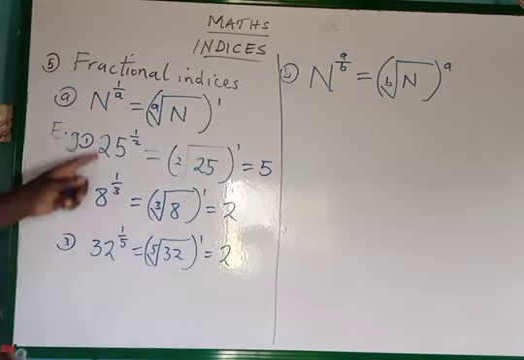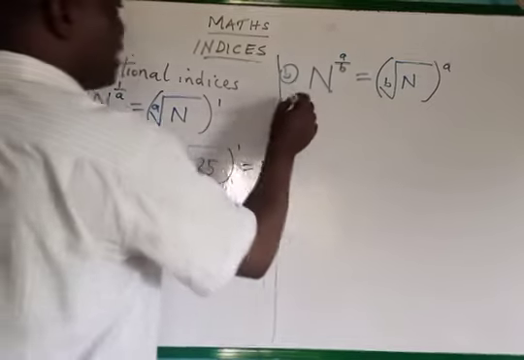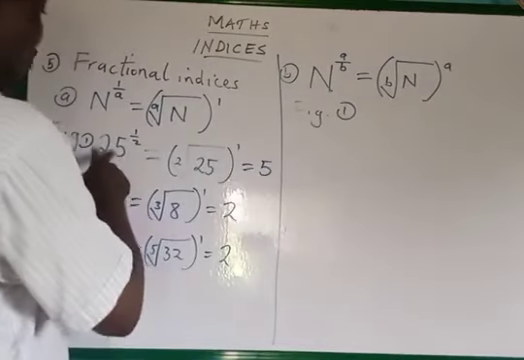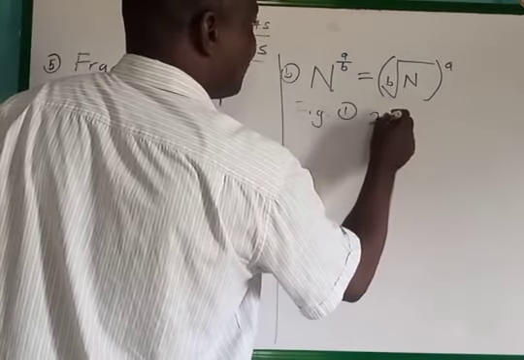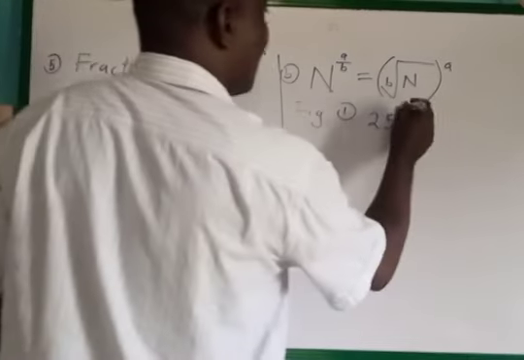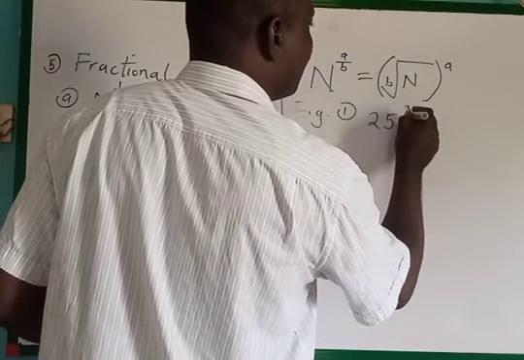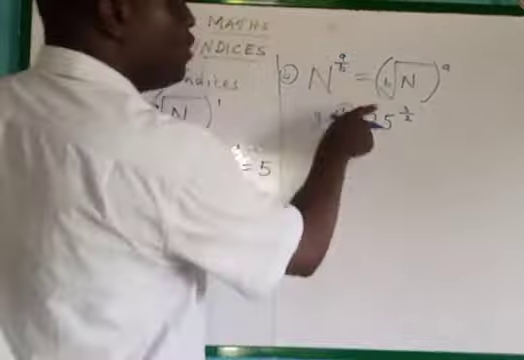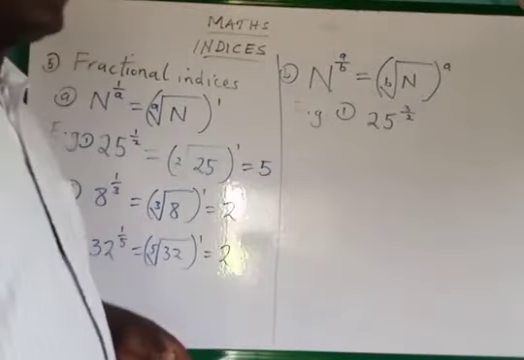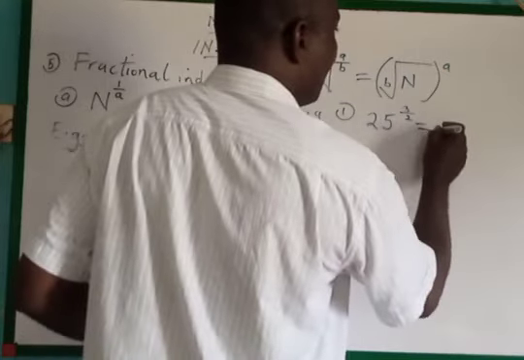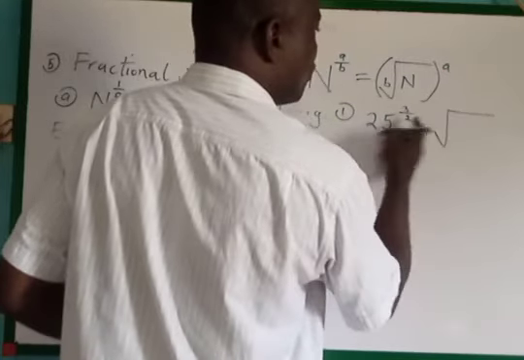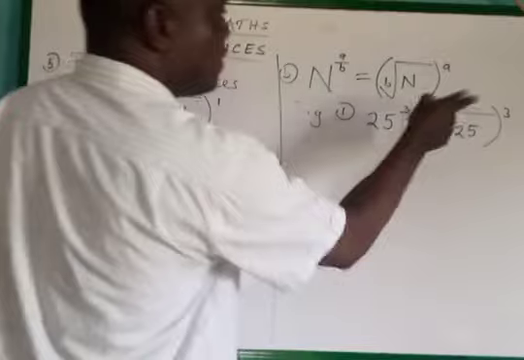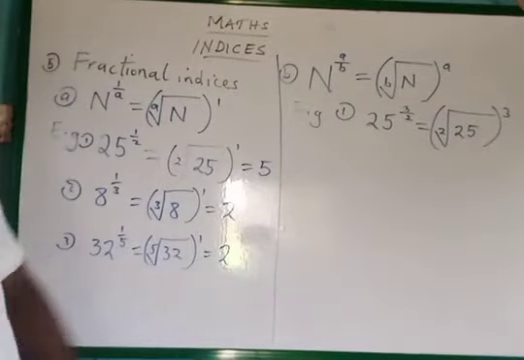Take for instance, we're going to take the three numbers again. Now let us start with example 1. Under this, we are looking at 25 raised to power 3 all over 2. Look at it. It's a fraction, but the numbers are now not 1. They are more than 1. Let's arrange it. Which root now? 2. That is the square root of 25, all raised to power what? 3. That is how it's going to be arranged, all raised to the power of 3.